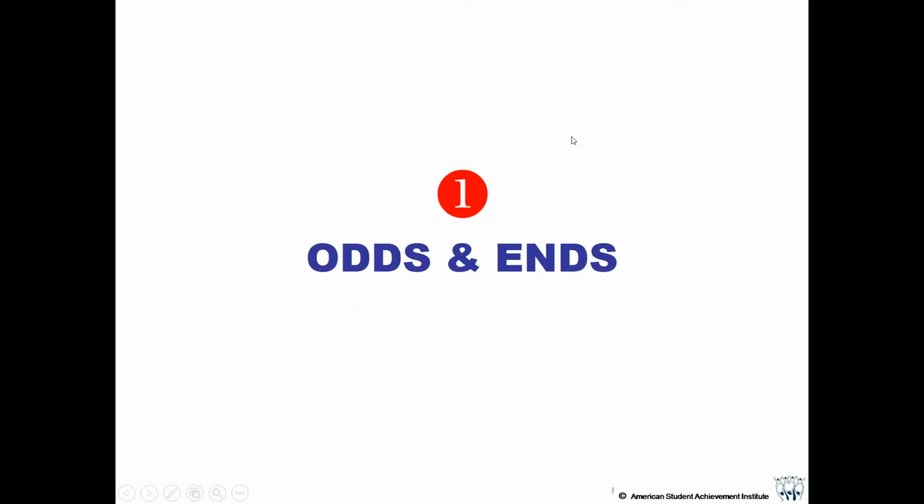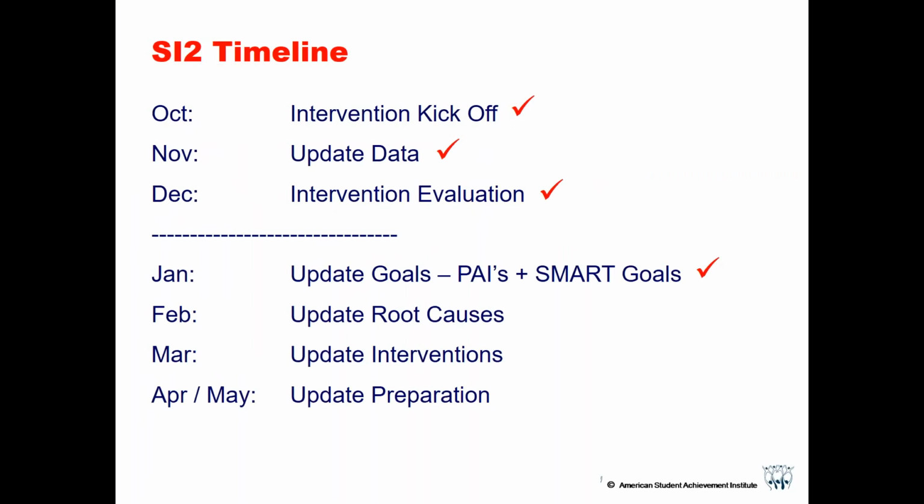So just a couple of odds and ends to begin with. First of all, in terms of our timeline, we're moving right along. In the first semester, we kicked off your interventions, so those are up and running. You updated your data in November, and then you evaluated your interventions in December just to see if the interventions did get in place and if they were preliminarily having the impact on adult behaviors that you wanted them to have. Then in January you updated your goals, so you updated your PAIs and your SMART goals.